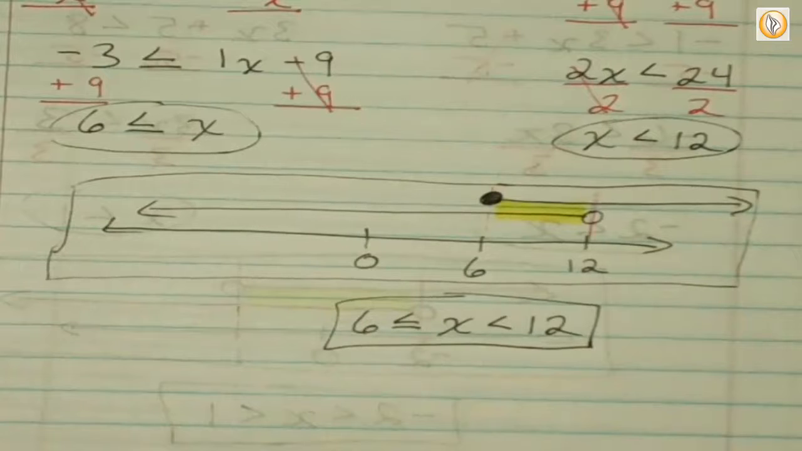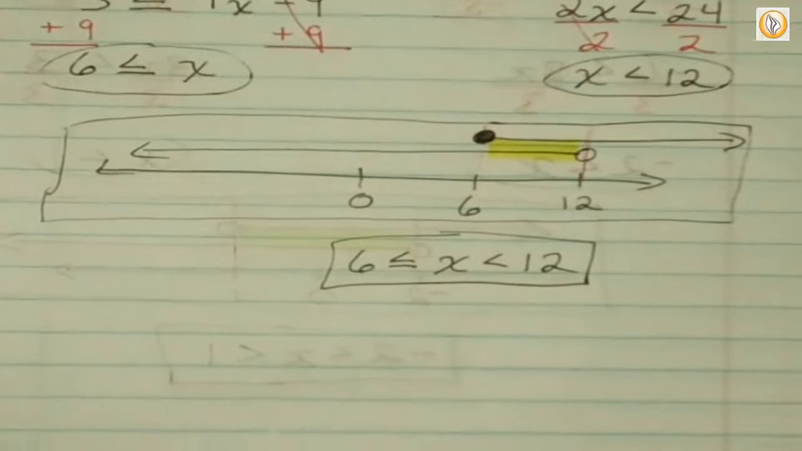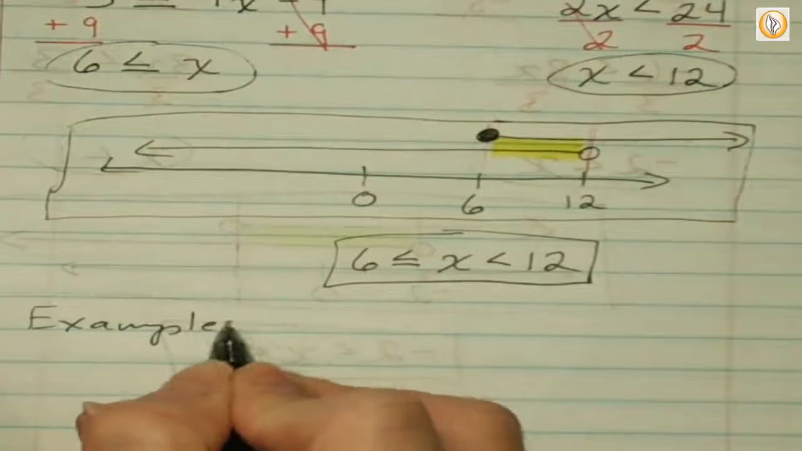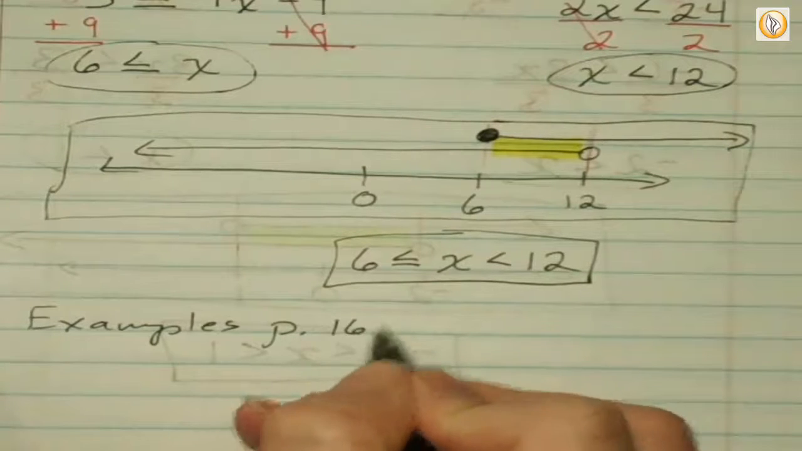Any questions? Y'all good? All right. So do we understand how this works? Kind of, sort of? Yeah. Let's do some examples from the book. Open up your book to page 160.